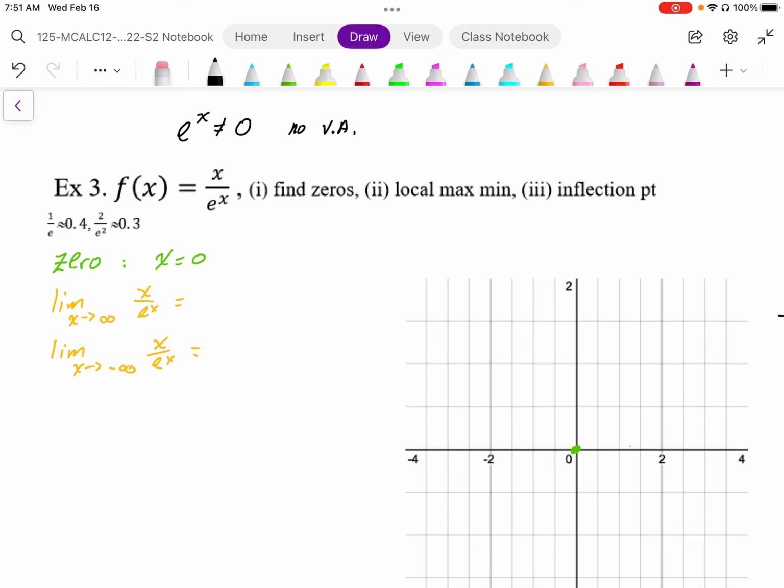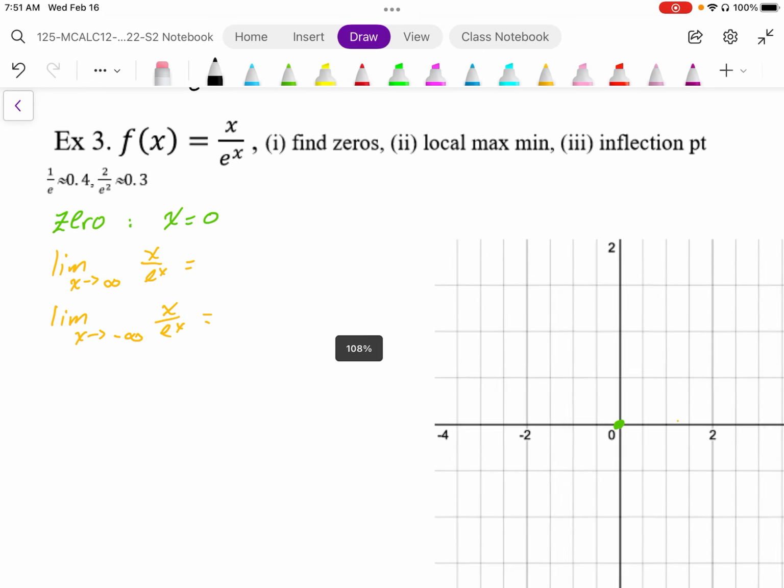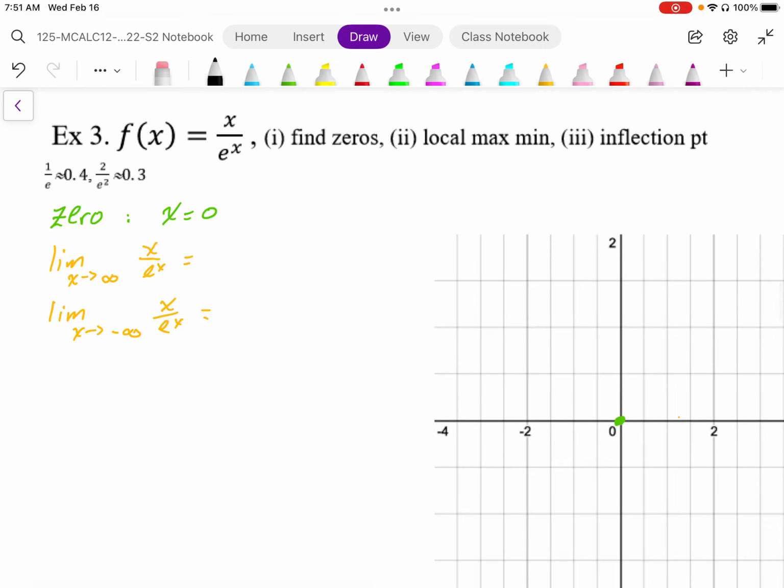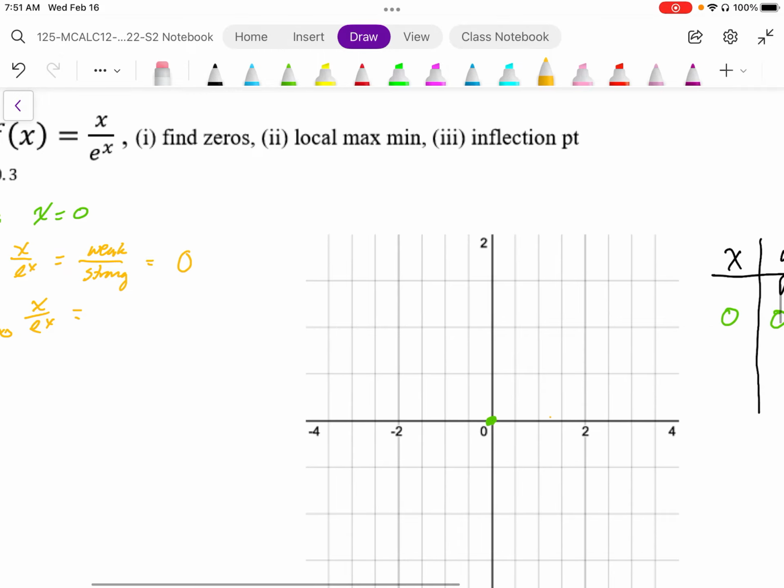Then we're going to look at horizontal asymptotes. So we're going to look at end behavior as x tends to infinity and negative infinity. As x tends to infinity, we end up with x over e to the x. Well, this is a weak function over a strong function. The strong function is going to dominate, and we're going to end up tending towards 0. So we're going to end up with a horizontal asymptote going to the right towards 0.